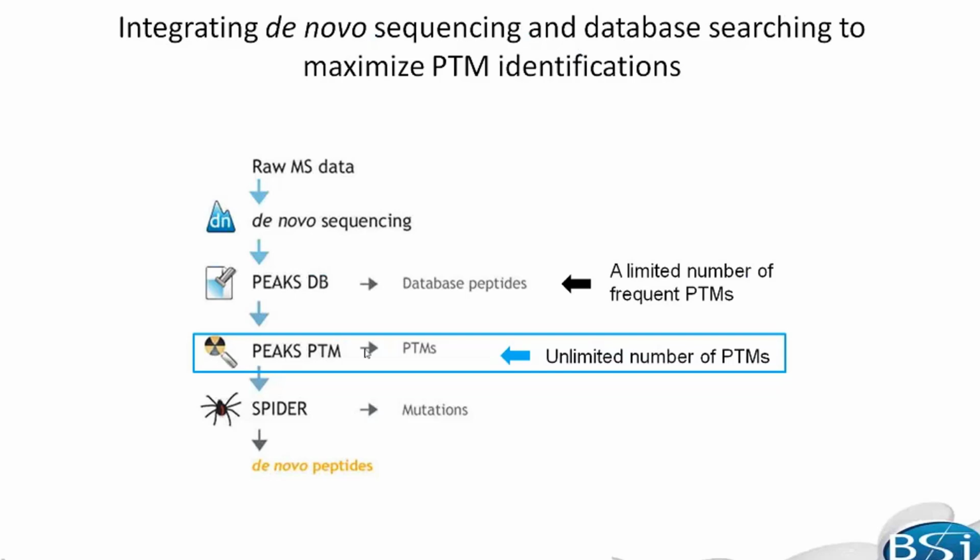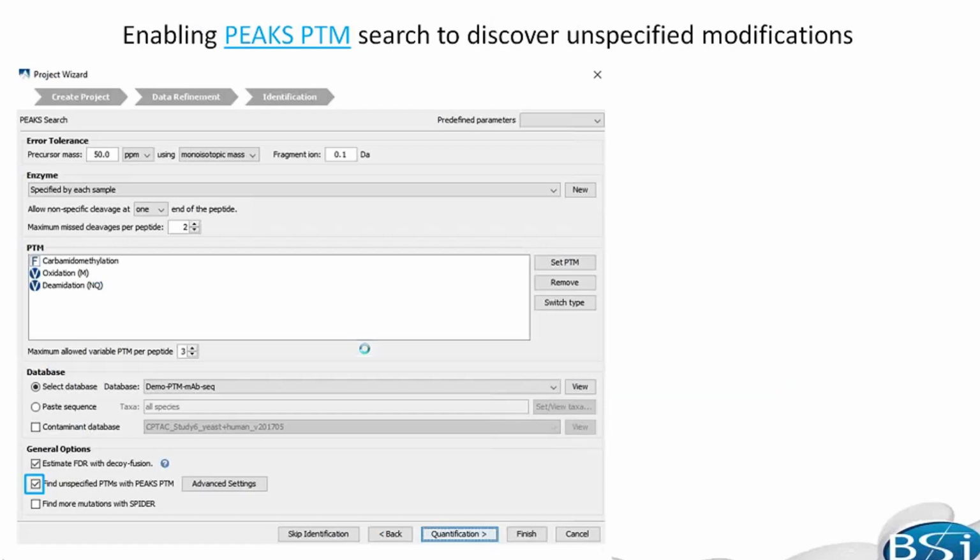By default, this PEAKS PTM search can be set up by just clicking this checkbox here in the identification search page. And when you set this checkbox, it will search using PEAKS PTM with the same parameters that you have set here that will be used for de novo sequencing and database search.